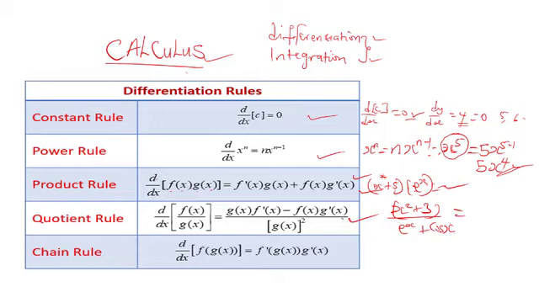And if you apply the quotient rule, you know that you have g of x times f prime of x minus f of x times the differential of g of x, all over g of x squared.